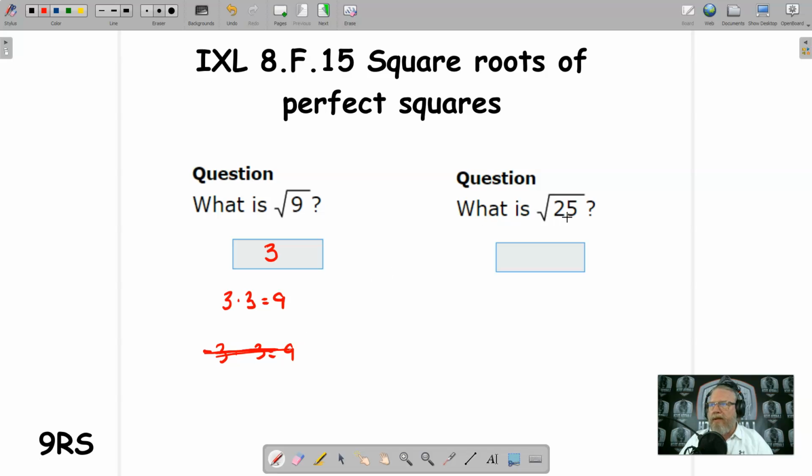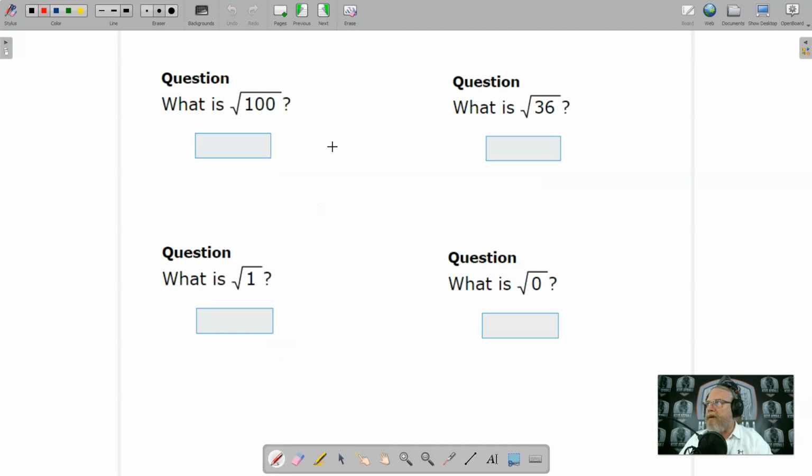Next question, what is the square root of 25? So what number multiplied times itself equals 25? Well, we know that number is 5. 5 times 5 equals 25. Therefore, the square root of 25 is 5. On the next one, what's the square root of 100? Well, we know that 10 times 10 equals 100. So in this case, the square root of 100 is indeed 10.